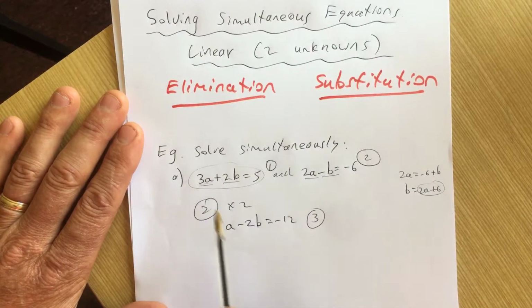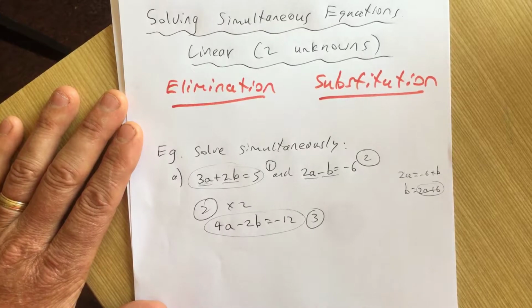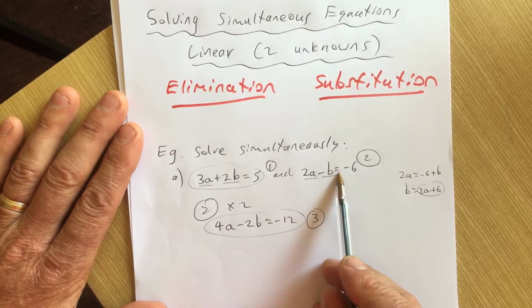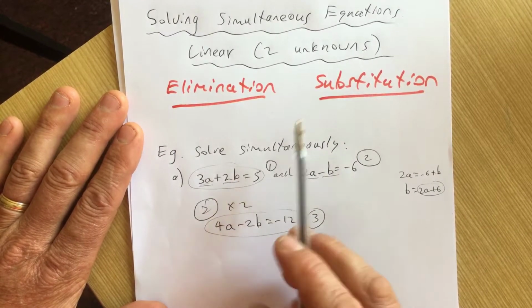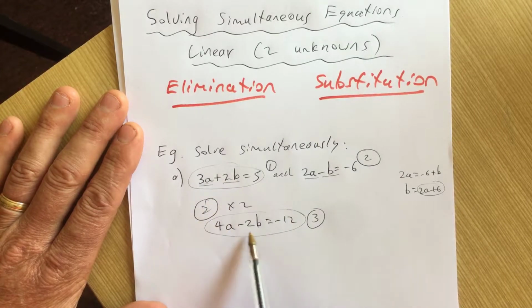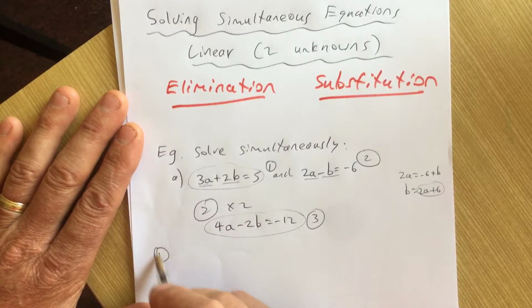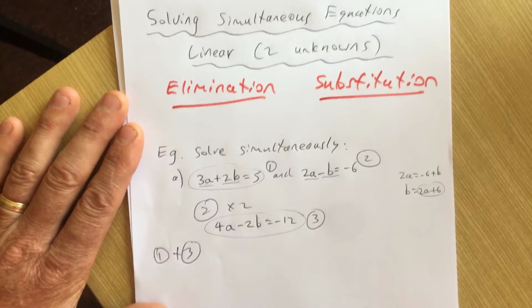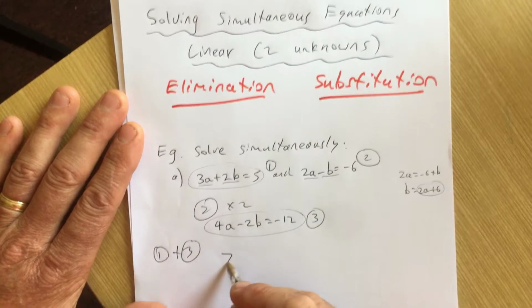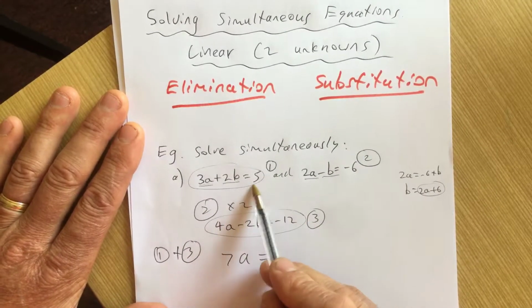So now I'm looking at these two because I'm trying to combine the two equations. To use the elimination method, it's plus 2B, minus 2B. If I add them together, the B's will disappear. So I'll get 7A equals, and you've got to add these together.